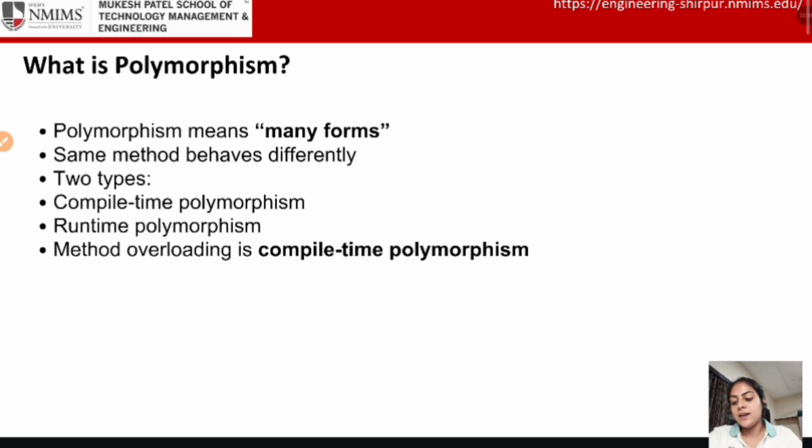So now let's understand polymorphism. Polymorphism means many forms, and it allows a single function or method to behave differently in different situations. The same method behaves differently, and there are two types of polymorphism: one is compile time polymorphism and the other is runtime polymorphism. Method overloading is an example of compile time polymorphism because the method call is decided at compile time.